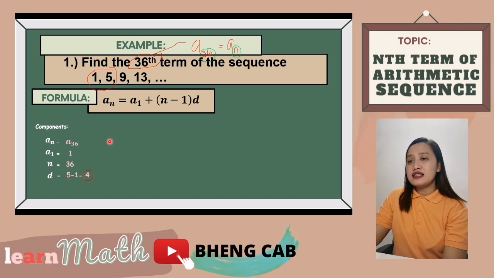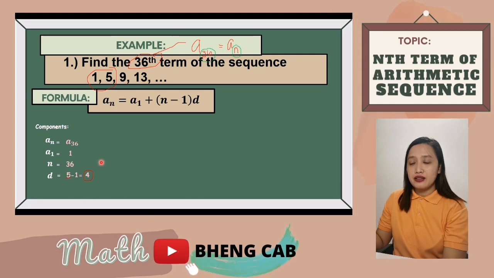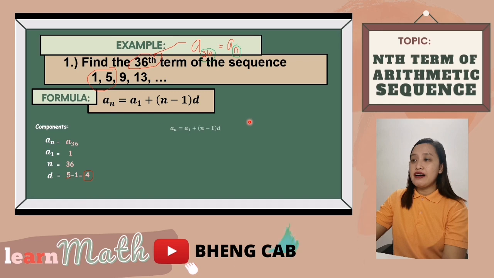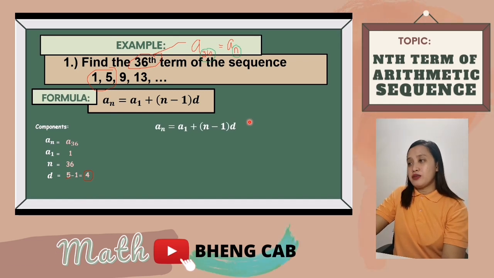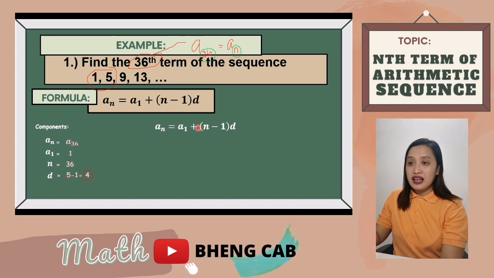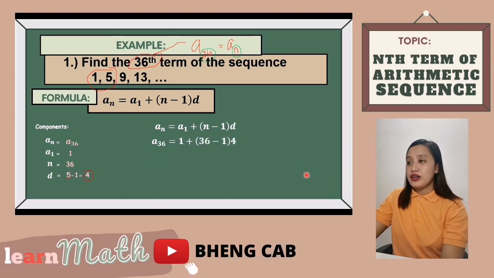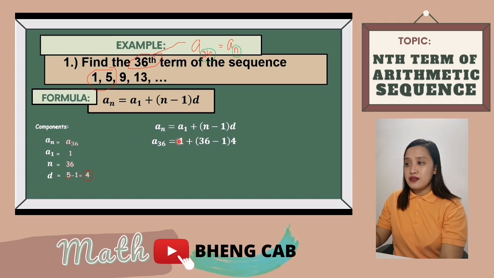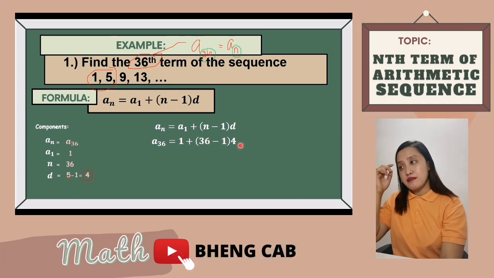So, let us plug in the values we have gathered here for our components dito sa ating formula. So, we'll have a sub n equals to a sub 1 plus quantity n minus 1 times d. Yung a sub n natin is a sub 36. Ang a sub 1 natin ay 1. Ang n natin ay 36. At ang common difference natin ay 4. So, we'll have here a sub 36 equals to 1 plus 36 minus 1 times 4.